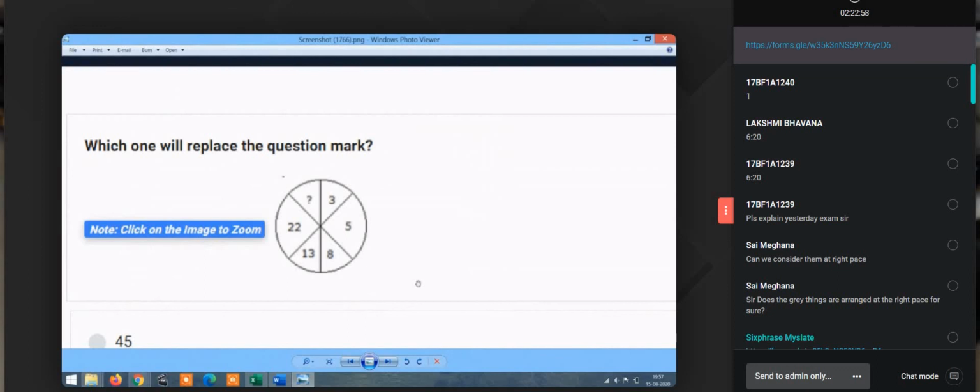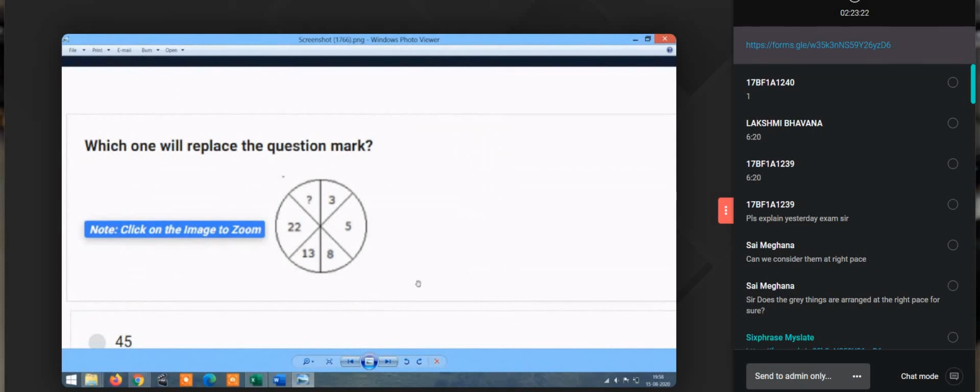So can you see a pattern now? How many numbers are there between 13 and 22? 14, 15, 16, 17, 18, 19, 20, 21. 8 numbers. So initially we had 1, then 2, then 4, then 8. So the next one should be what? 16.